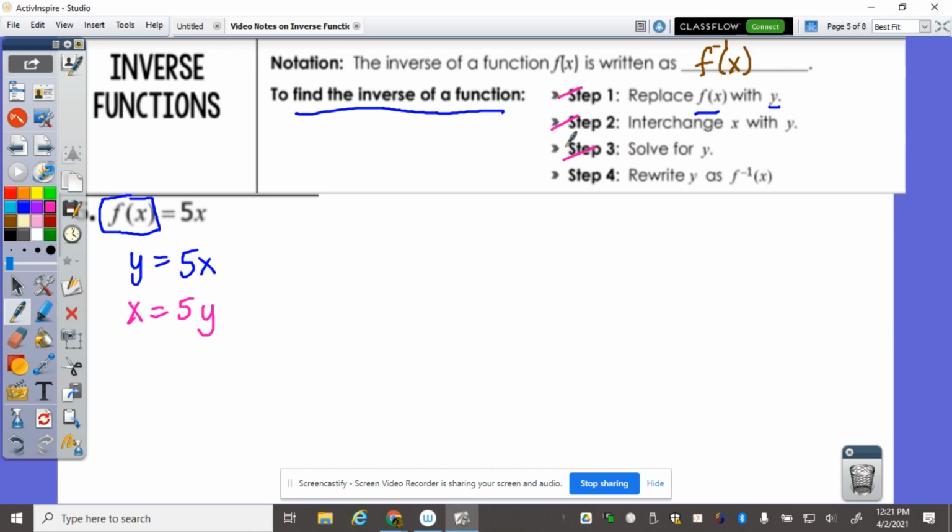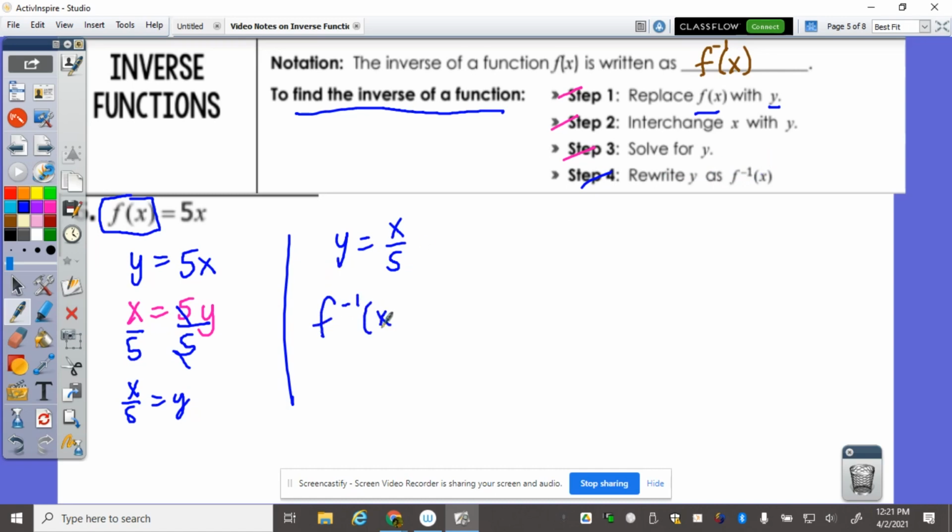Step 3, solve for y. How am I going to isolate the y here? I'm going to divide this by 5, divide this by 5, cancel it out. So therefore, I'm going to have x over 5 equals y, or I can make it y is equal to x over 5. In step 4, rewrite y as inverse of f of x. So therefore, this will be inverse of f of x equal to x over 5. And this is the inverse of f of x equals 5x.